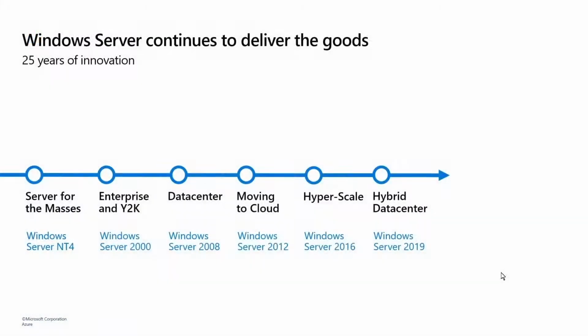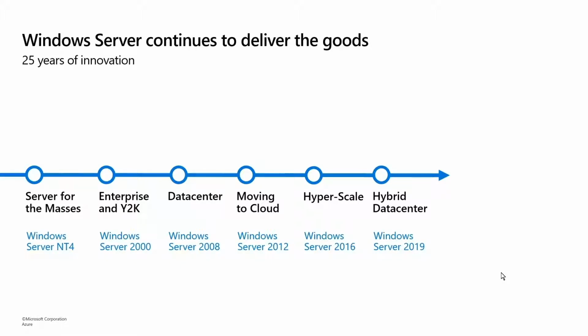Now since we are talking about Windows Server, I wanted to take a moment to talk about the 25 years of innovation that we've had with Windows Server. If you look back at Windows Server, it's something that has evolved over time. In fact, the very first version of Windows Server, Windows NT, was about providing a solid server that was designed for the masses, for workgroups and branch offices. We then expanded to enterprise and data center scale, and eventually hyperscale and cloud scale.